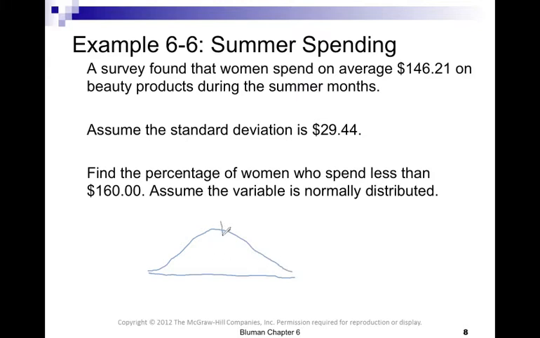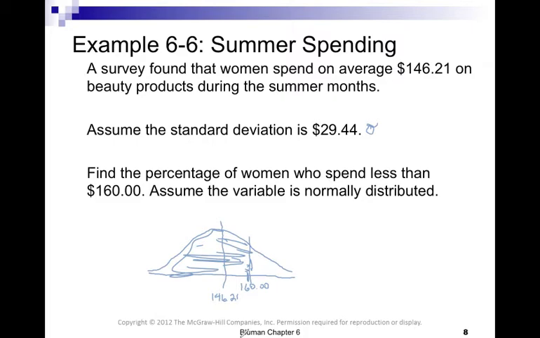Our mean is going to be right down the middle. And the mean is 146.21. Okay, so there's our mean. Standard deviation is 29.44. That's going to be, of course, sigma in our formula. And we want the percentage of women who spend less than 160. Well, 160 is bigger than 146, so it's over here somewhere. May not know exactly, but we can place it on this curve. And we can draw a vertical line down to that. And we know that this is the part of the curve over here that we need for our answer. We want the ones that spend less than 160.